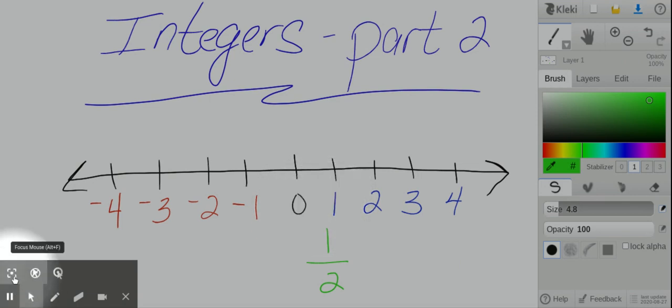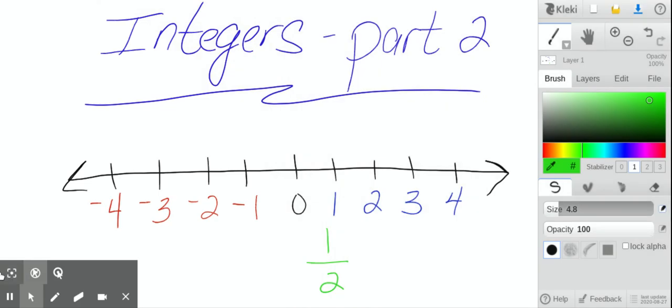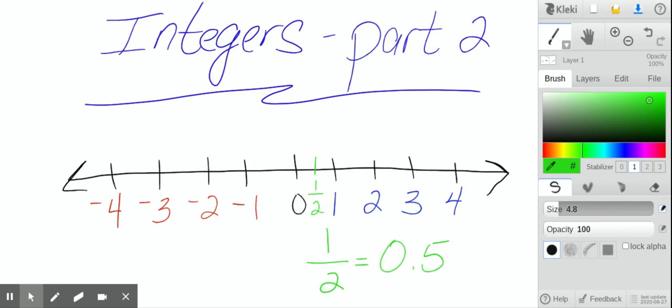Well, 1/2, if you were to put that in decimal form, is the same thing as 0.5. And that is going to land right in the middle. Whoop, I put it in the wrong spot. Sorry. Right in the middle of 0 and 1. And this is where the 1/2 would end up landing.